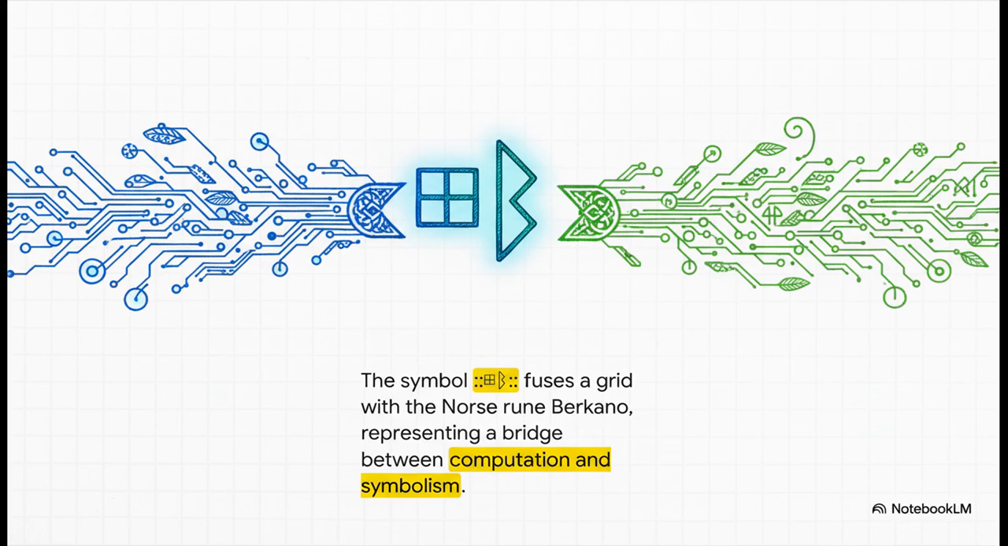And then there's this. This is the key to the whole kingdom. It's part command, part philosophy. It's literally a grid symbol fused with Berkano, which is a Norse rune for growth and rebirth. So you've got ancient symbolism smashed together with modern code. This one little icon is basically the front door to this entire world.